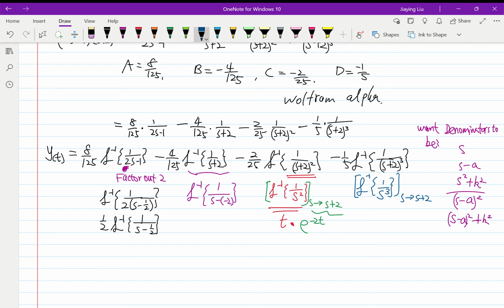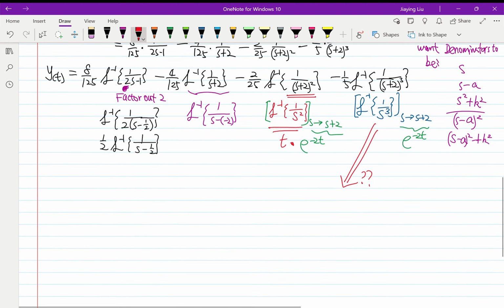And then this part we have to do a little bit extra work to figure out what the corresponding function is, but s goes to s plus 2 here eventually tends into e to the negative 2t like this one. So note that this eventually tends into e to the negative 2t, but the question is, what about this one? It's not in the table, but the table gives you something similar. Let me ask you, any questions before I talk about how to get this correct inverse Laplace transformation?